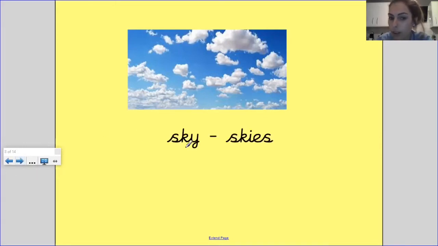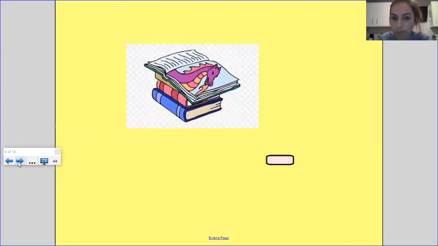Here you go, sky, which ends in a Y. So because it ends in the Y, we're going to replace the Y with an I and then add our ES suffix. Now, if it ended in an EY, would we replace the Y? We wouldn't, would we? If it ends in an EY, we just add S. But because it just ends in a Y, there's no E before it, we just replace the Y with an I.